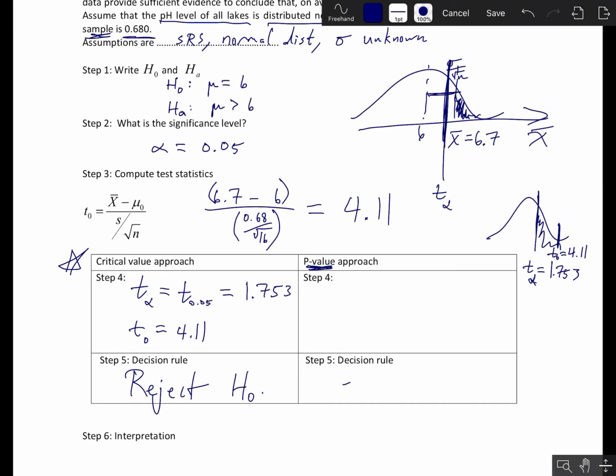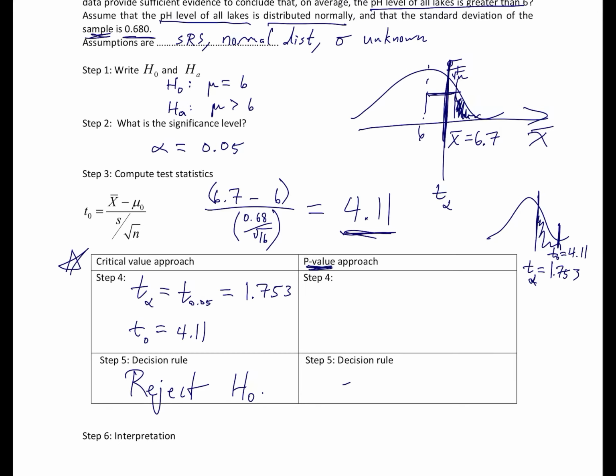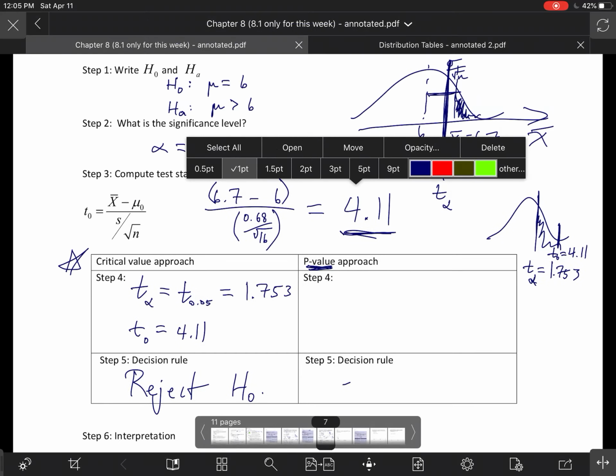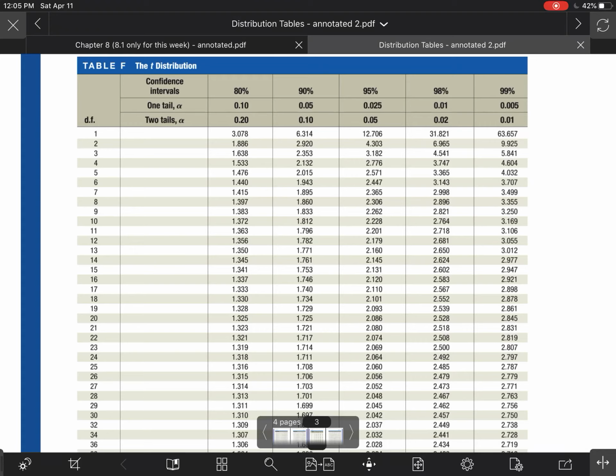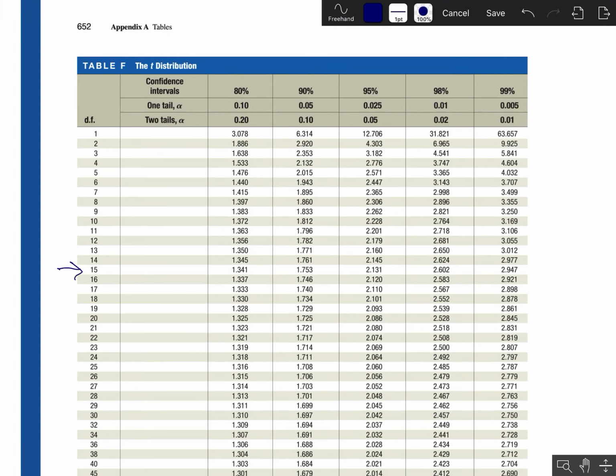Now, if you wanted to do the p-value approach, you could. What you would be doing is you would take our test statistic, which is 4.11, and you would be trying to find the area to the right of that, because that would tell you the area which corresponds to the probability of getting a test statistic as extreme as ours, if this null hypothesis happened to be true. So we want the odds of getting such an extreme test statistic. So now let's think about our test statistic here. It was 4.11.